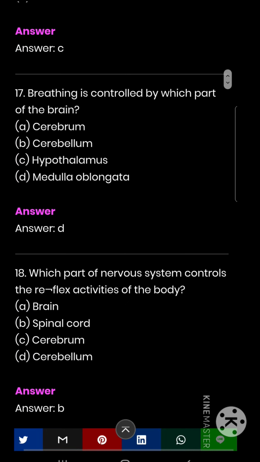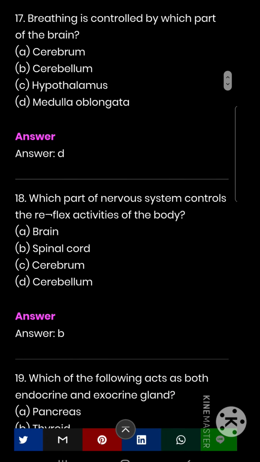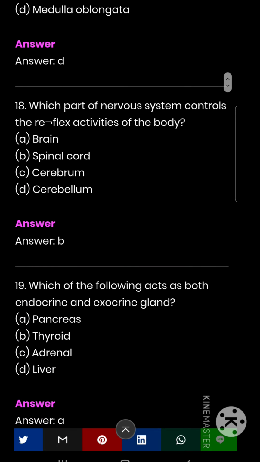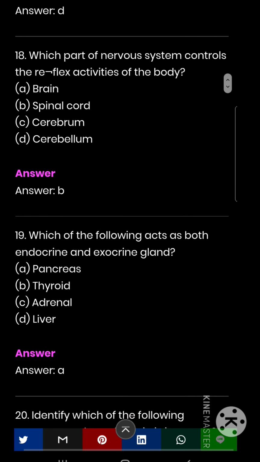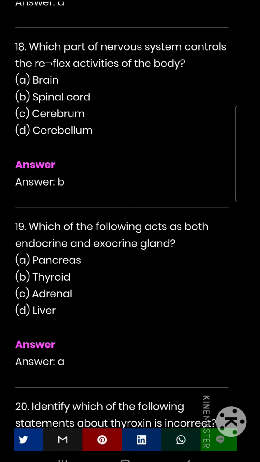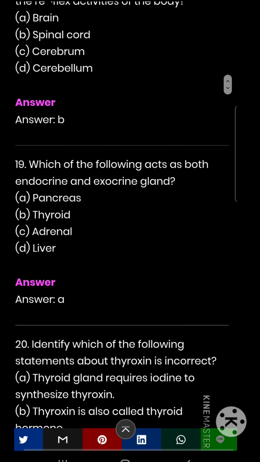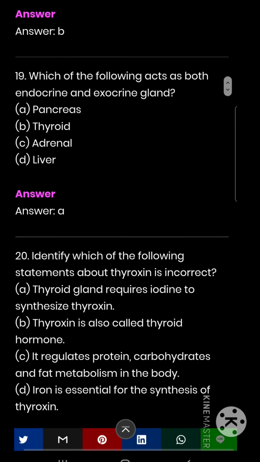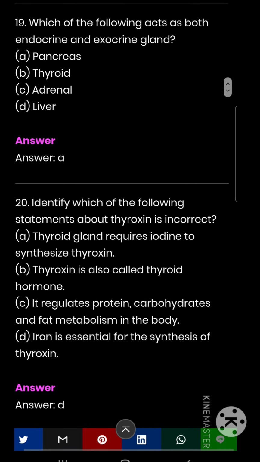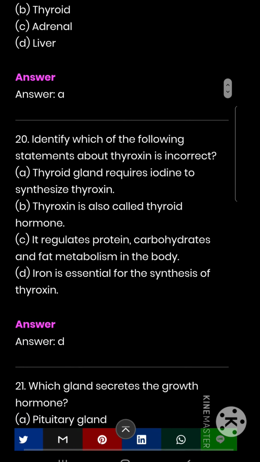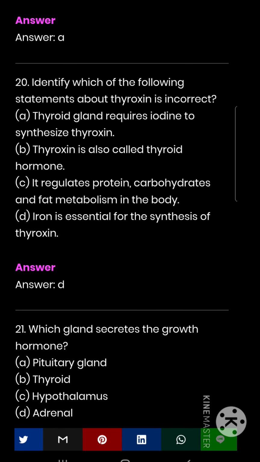Breathing is controlled by which part of the brain? It is medulla oblongata. Which part of the nervous system controls the reflex activities of the body? It is spinal cord. Which of the following acts as both endocrine and exocrine gland? It is pancreas. Identify which of the following statements about thyroxine is incorrect.